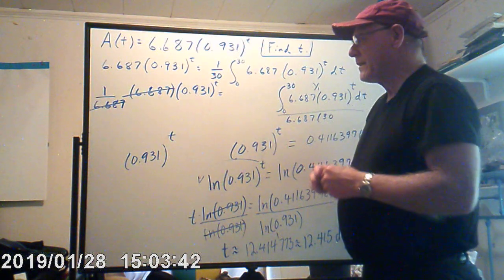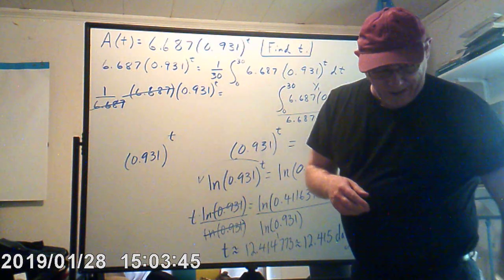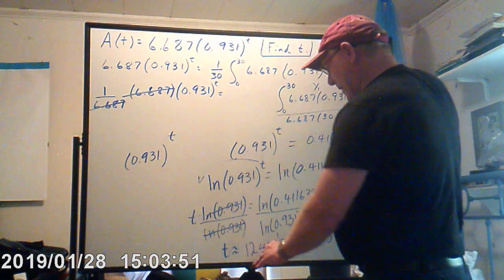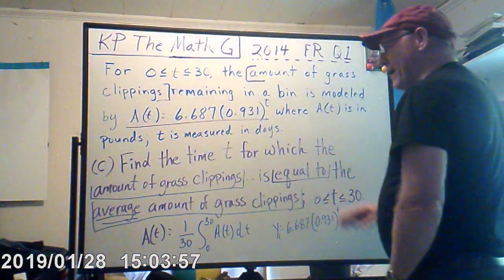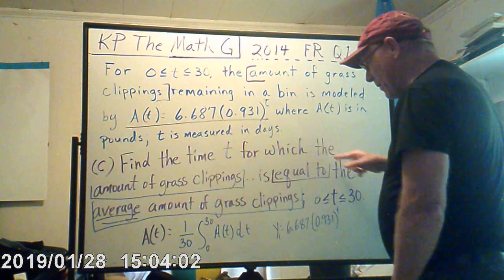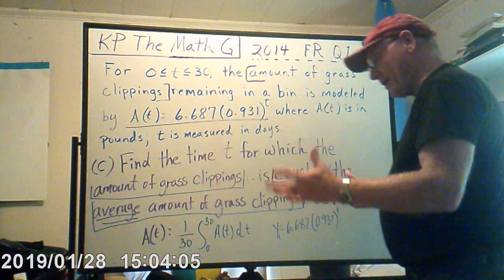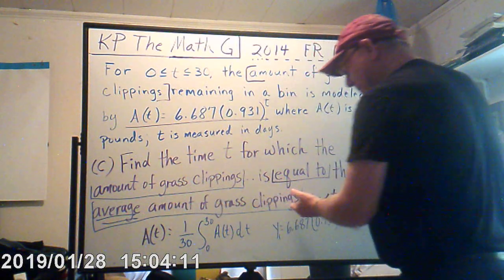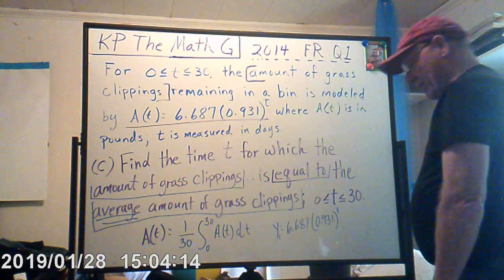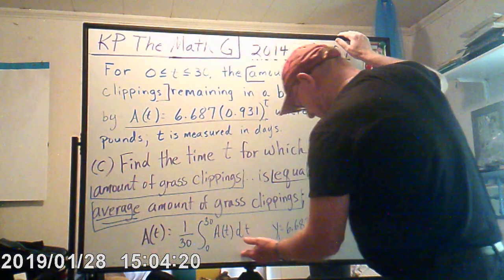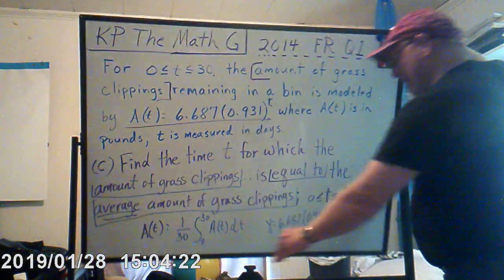Alright, well, that's part C, and in another video I will do part D. It all has to do, going back just a little bit, with understanding the total for which we find time t, for which the amount of grass clippings is equal to the average amount of grass clippings. Okay, and this is it right here. Alright, we did it by hand.